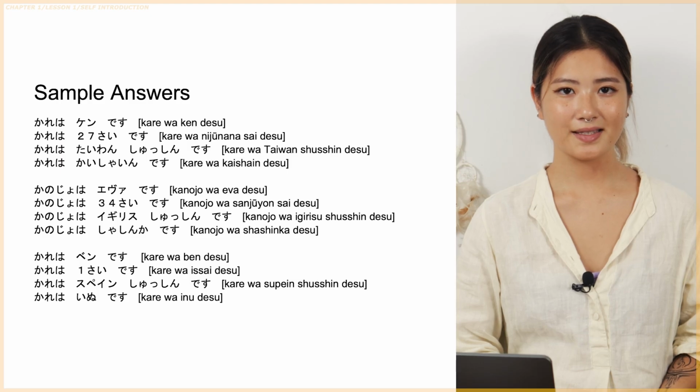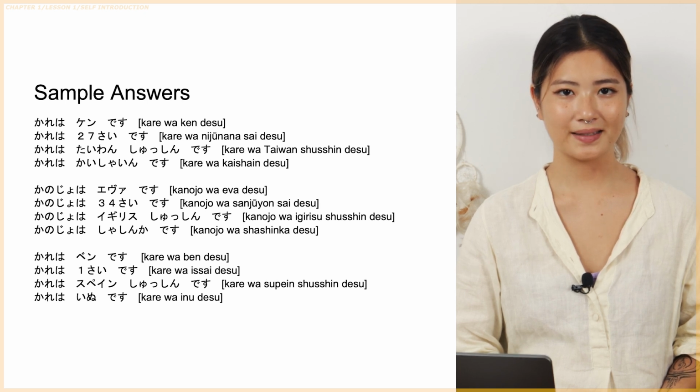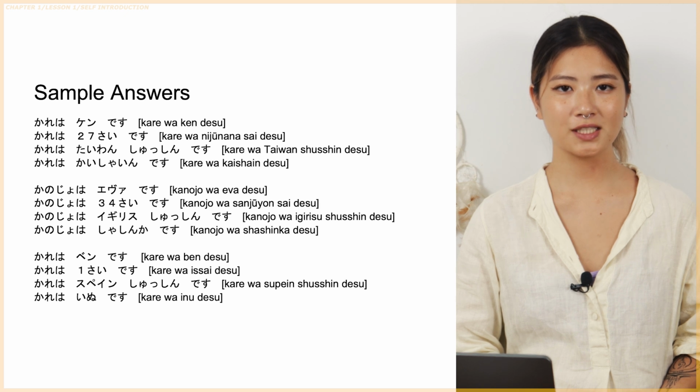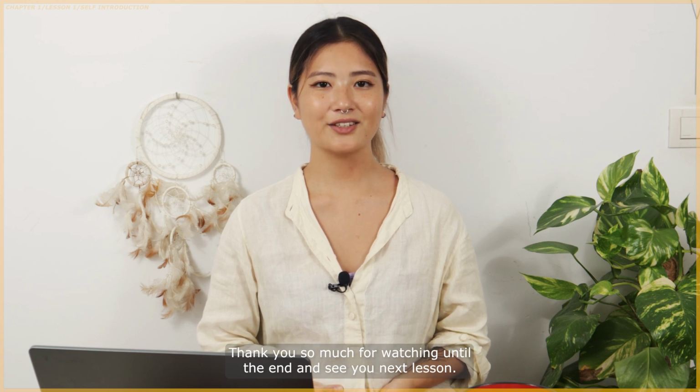彼はケンです。彼は27歳です。ケンは台湾出身です。彼は会社員です。彼女はエヴァです。エヴァは34歳です。彼女はイギリス出身です。彼女は写真家です。彼はベンです。ベンは1歳です。彼はスペイン出身です。彼は犬です。Thank you so much for watching until the end, and see you in the next lesson.